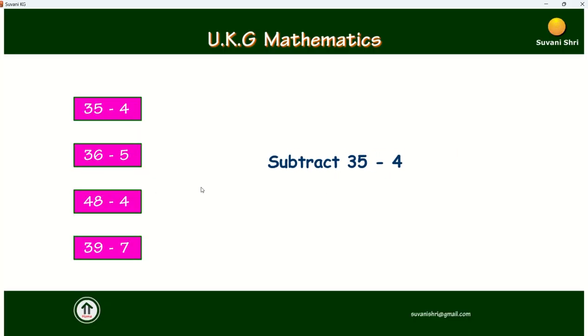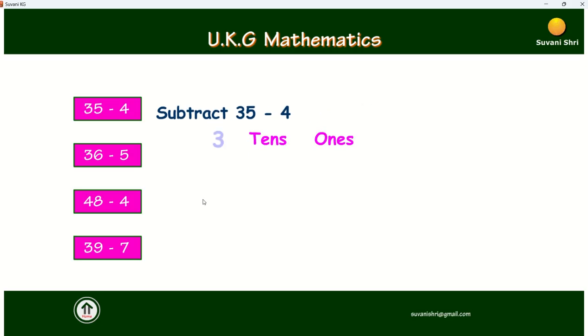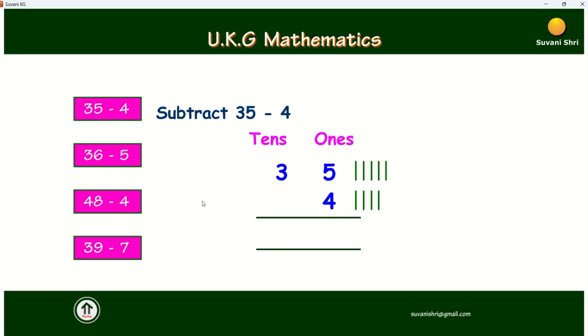35 minus 4. Step 1. Subtract ones. 5 ones minus 4 ones is equal to 1 one. 5 minus 4 is equal to 1. Write 1 in one's column.